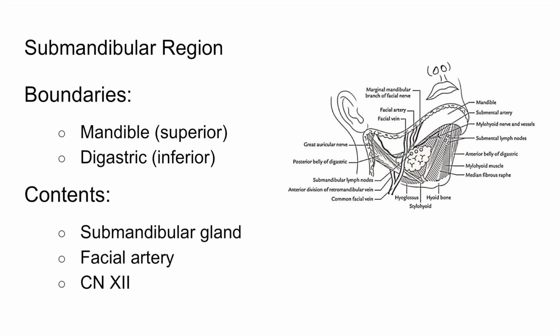So what actually lives in the space is what makes it high yield. The submandibular gland is the central structure, essentially occupying the triangle like a resident tenant. Right? Wrapped around and coursing through this area is the facial artery, which takes a characteristic tortuous path as it hooks around the inferior border of the mandible to enter the face. That relationship is clinically important because the artery is palpable here and also vulnerable to trauma or injury.